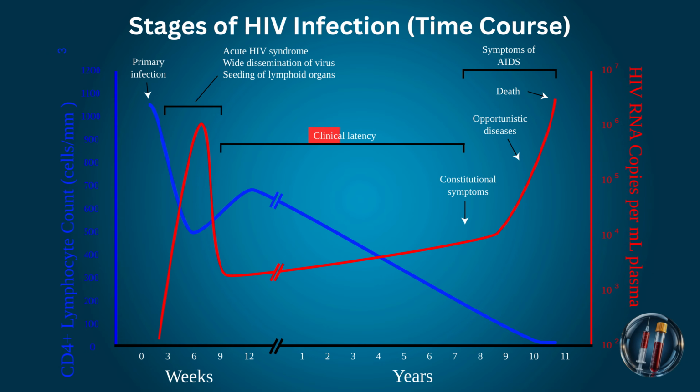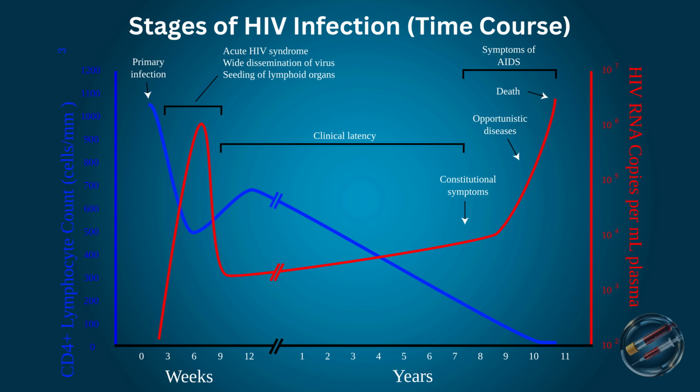Phase 2 is clinical latency or chronic HIV infection. Following the acute phase, the infection transitions into clinical latency, a period during which the virus replicates actively within the lymphoid tissues despite being largely asymptomatic. Throughout this prolonged stage, the host immune system manages to maintain a fragile equilibrium with the pathogen.